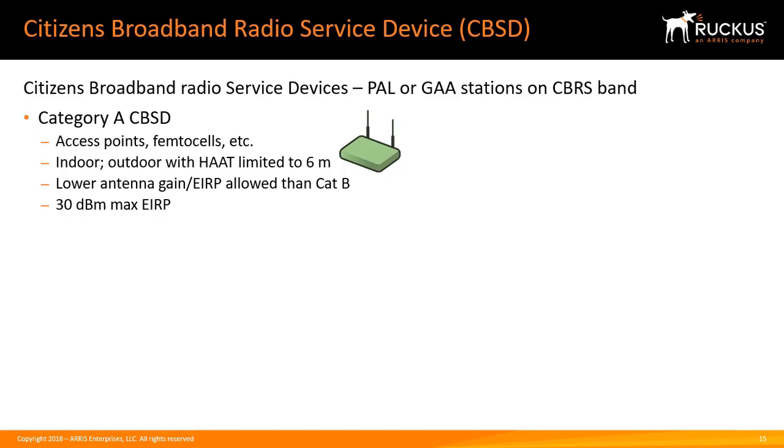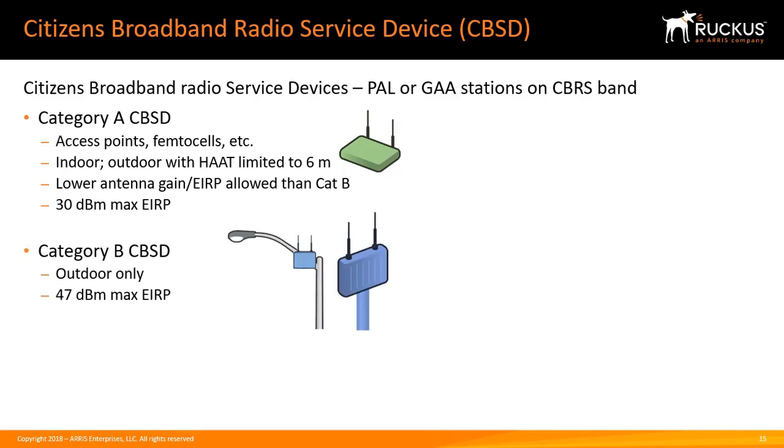These are typically indoor but can operate outdoors with a cap on height above average terrain, abbreviated HAAT, which is limited to 6 meters. It has a relatively lower antenna equivalent isotropic radiated power, or EIRP, allowance when compared to Category B devices, which is limited to 30 dBm max. Category B CBSD devices are for outdoor use only. These have a maximum EIRP of 47 dBm.